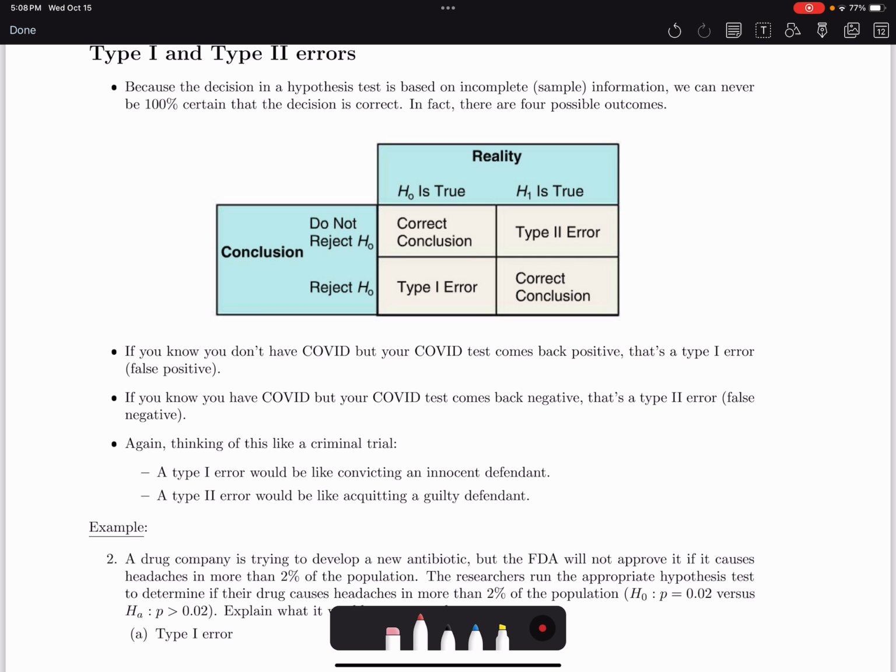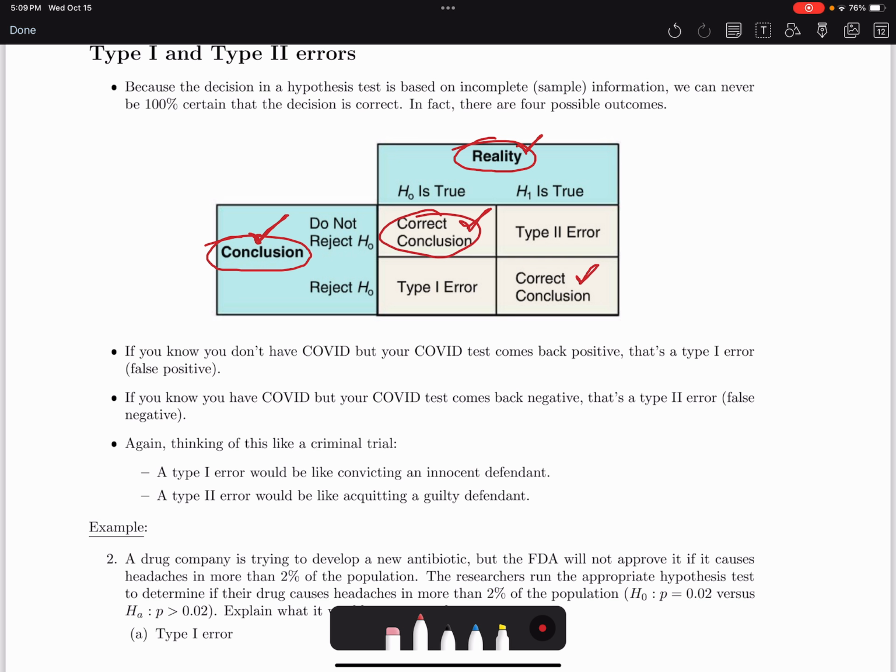In fact, there are 4 possible outcomes. So there's some kind of reality that we don't know, but we're trying to run a test to figure it out. And then based on the results of our test, we'll come to some kind of conclusion. If the conclusion that we arrive at matches with reality, then we've made a correct decision, okay? So if we have a true null hypothesis and we decide not to reject it, then we've made a correct decision. If we have a false null hypothesis and we decide to reject it, then that's also a correct decision. But there could also be mistakes, right? We could also make an error.